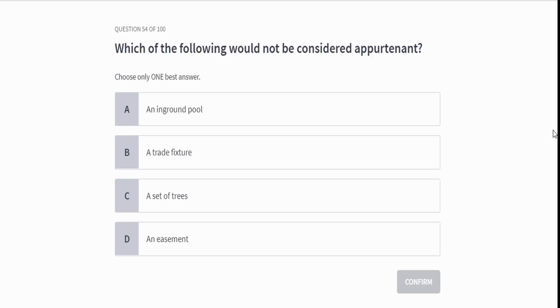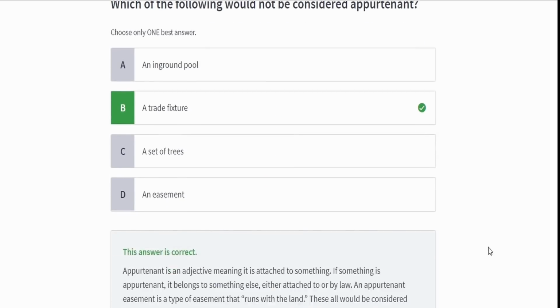Alrighty, hopefully you guys came up with your answer, and of course, hopefully it was the correct answer. So what is our correct answer on this one? Well, it is going to be B. That's right, a trade fixture.